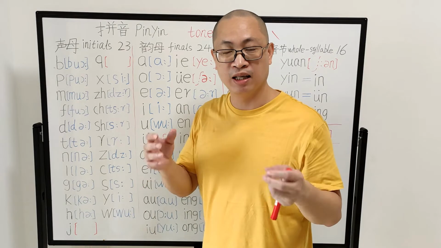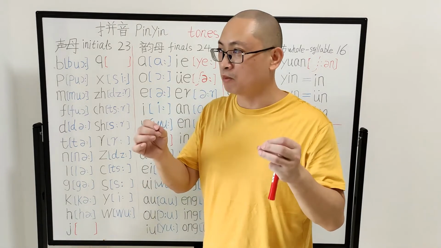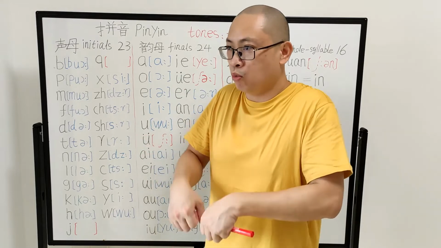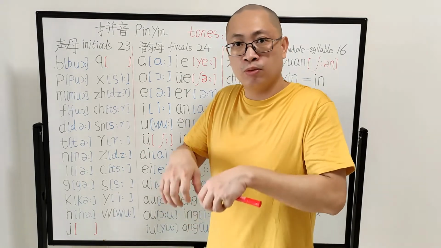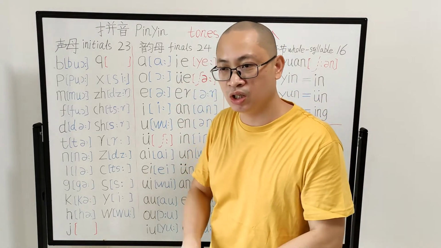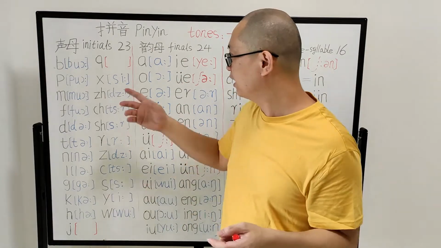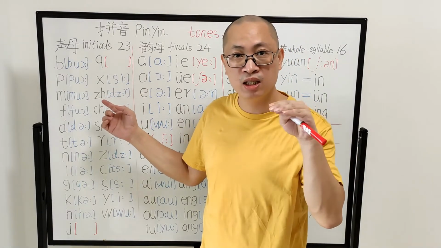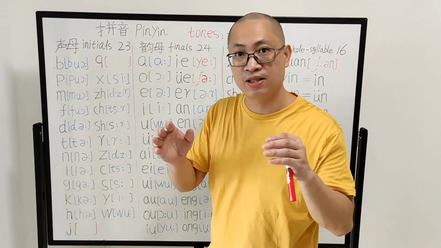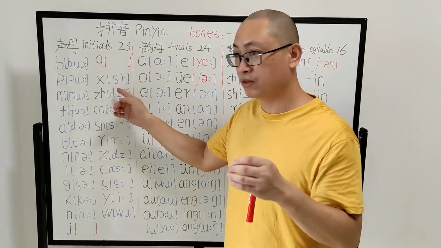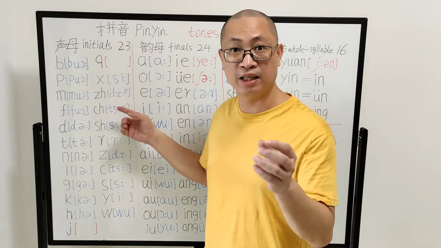Very easy, right? And also the same sound as the steam train. Ch, ch, ch, chi. And next, c, first tone, like the sea, S-E-A, but that is the fourth tone. The first tone is c. Okay, next.